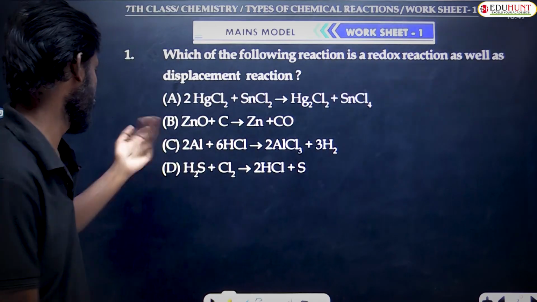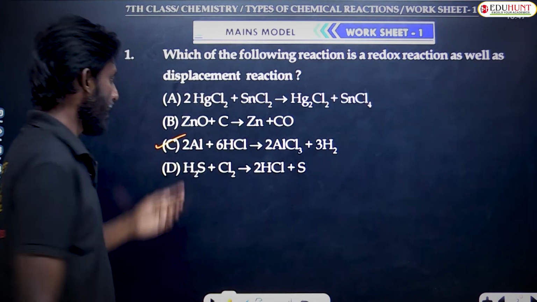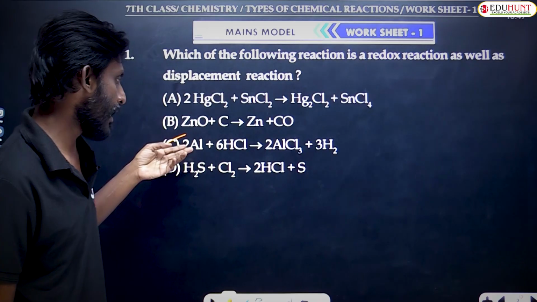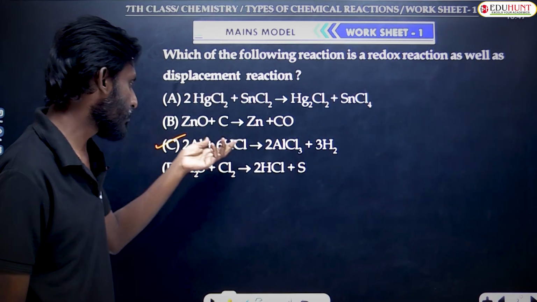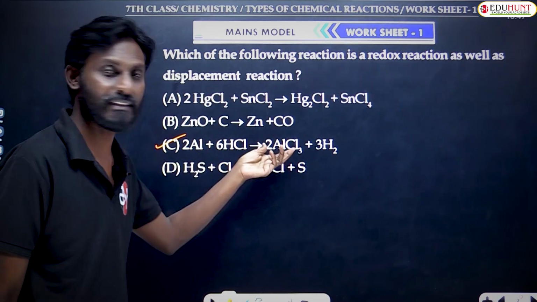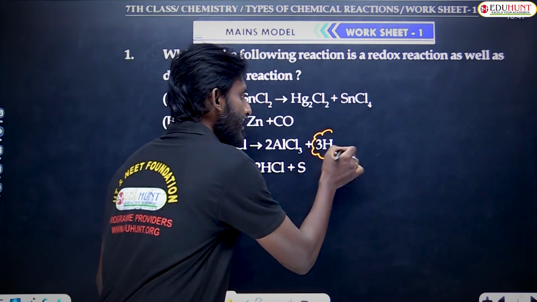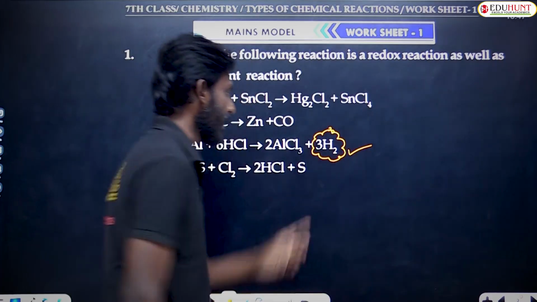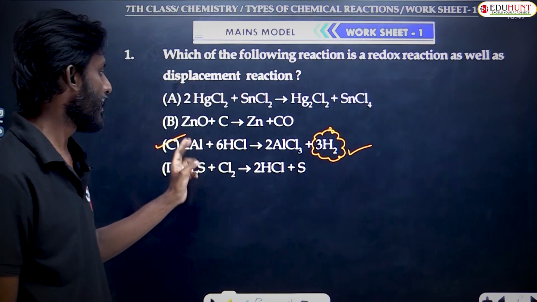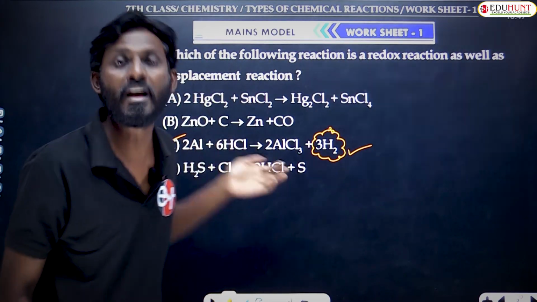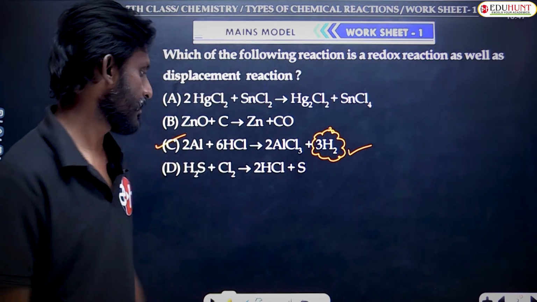Yes, see, it's very easy. Aluminium when treated with HCl, you'll get AlCl3 and hydrogen. Displacement, the non-metal displacement type of redox, hydrogen gas liberated. Here aluminium has displaced hydrogen from hydrochloric acid.